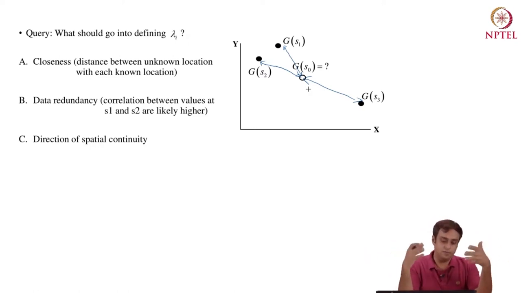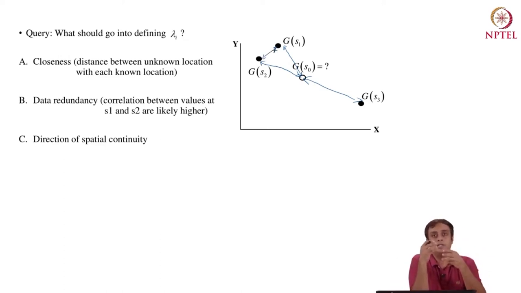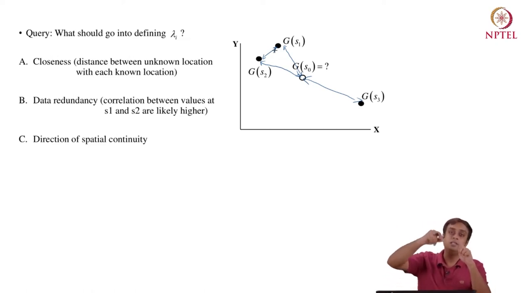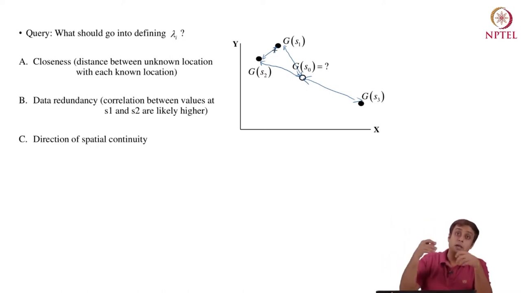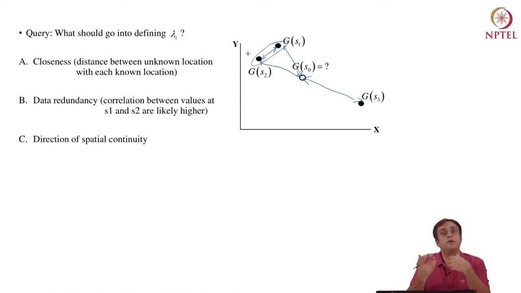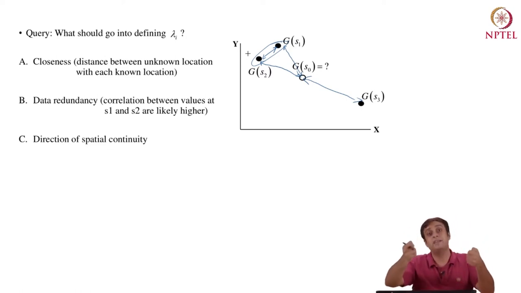Data redundancy, which is very interesting. Now, data redundancy is the idea of spatial dependence. See that S1 and S2 are quite near to each other. In fact, the distance between S1 and S2 is smaller than each of their distances from the unknown location. If there is strong spatial dependence in data, then these two values are going to be correlated with each other. That would mean that although I am looking at two unique observations, the information that can be derived from these observations is not equivalent to two unique observations.